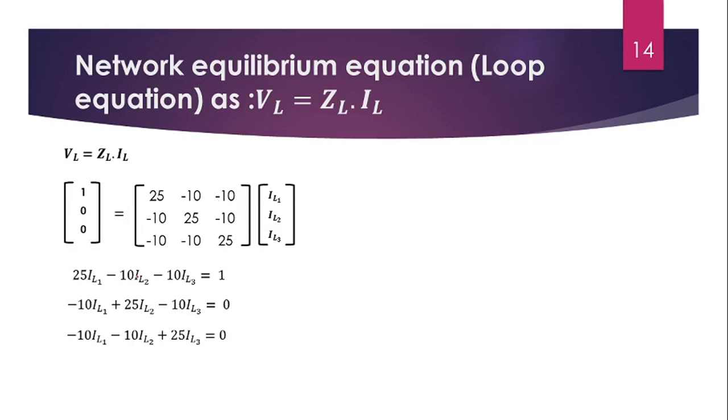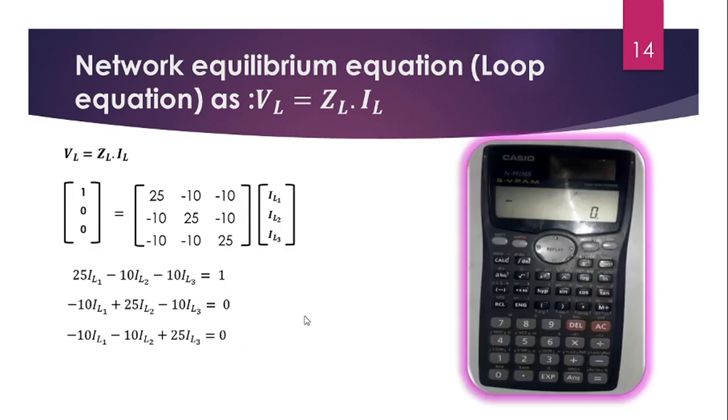So 25 IL1 minus 10 IL2 and so on, as the first row into this column. So we find the equations. We can reverse back from equations to matrix, and in the same way from matrix to equations we can write it. Once we find these three equations in three unknowns, we can simply go with the calculator.